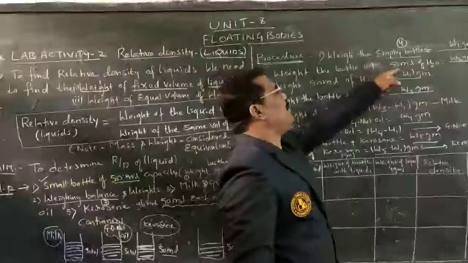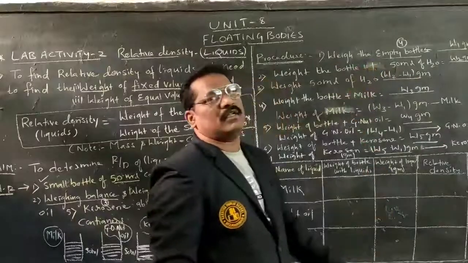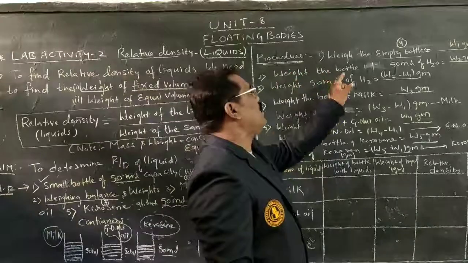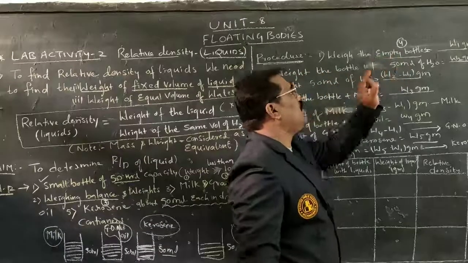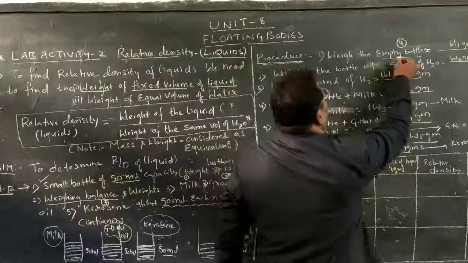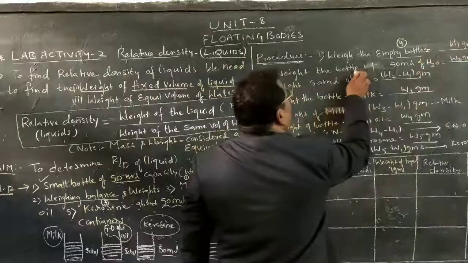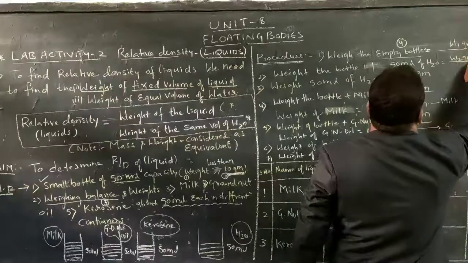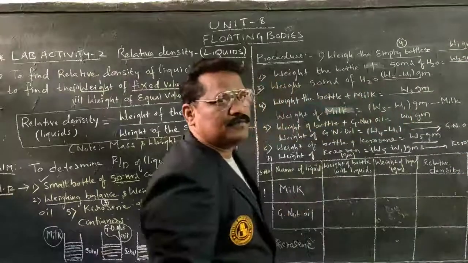Therefore, add 50 milliliters of water to that bottle and weigh it. Weigh the bottle containing 50 milliliters of water. For example, the weight of the bottle is W1 grams. W1 grams plus 50 milliliters of water together will be equal to W2 grams.